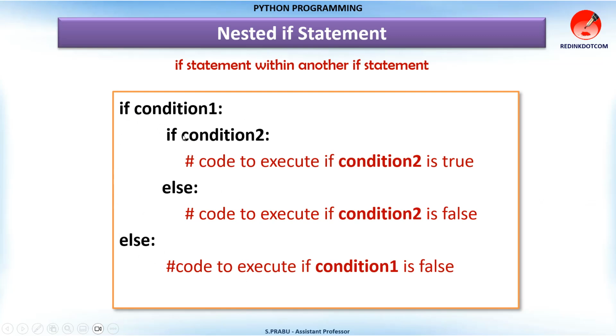Within if block, I can use another if condition. This is the condition 2. This condition 2 has its own else part. If this condition is false, this else block is going to execute. If this condition is false, the first if else part is going to execute. Let's see one simple example.